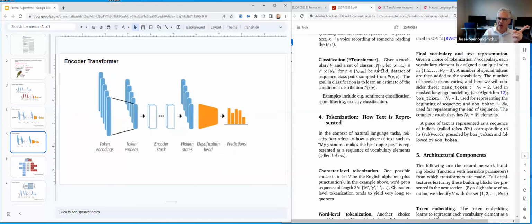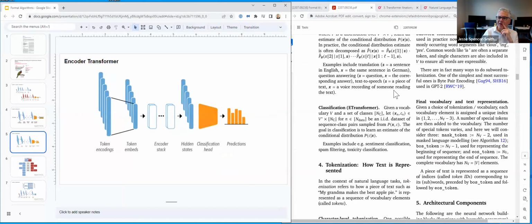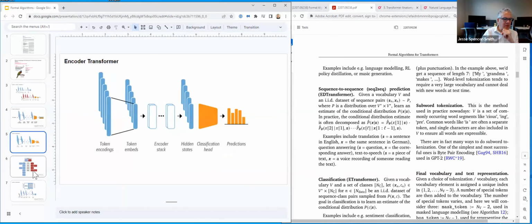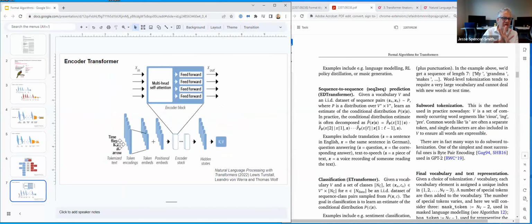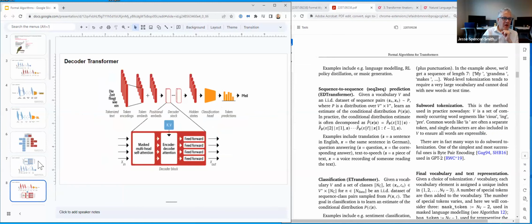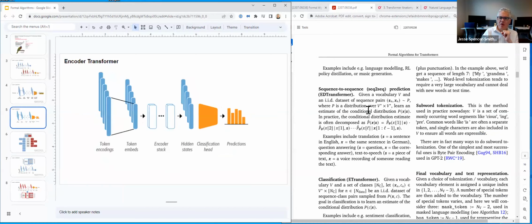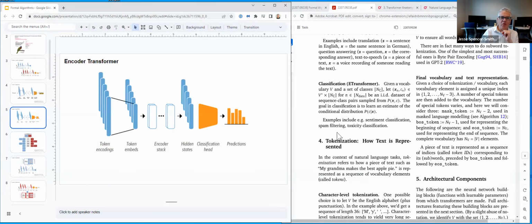So here, given a vocabulary, this is doing classification. I think I might skip over that one for right now. Change my mind again. Let's talk about it. So remember I said with the E transformer, the encoder transformer, it comes up with these representations and then you do something useful with it.